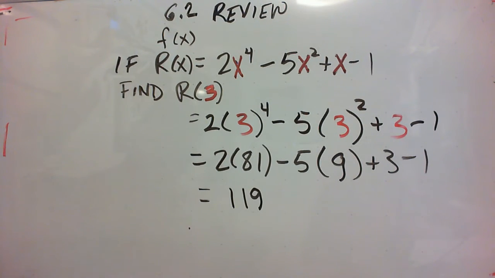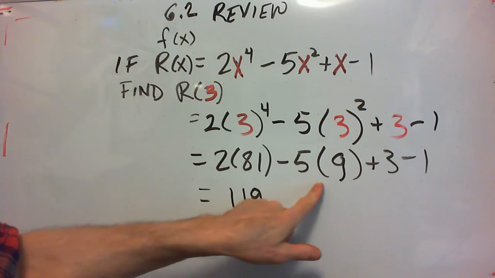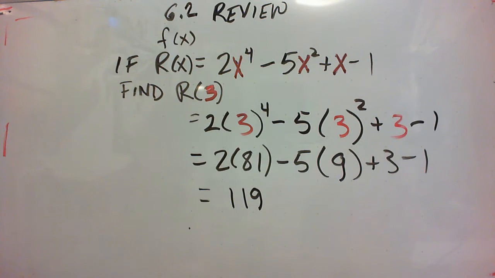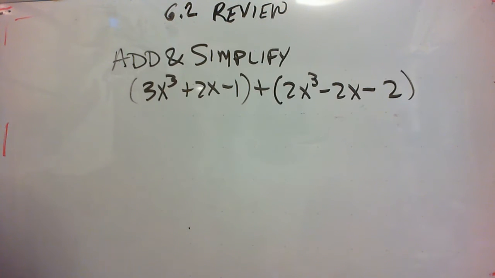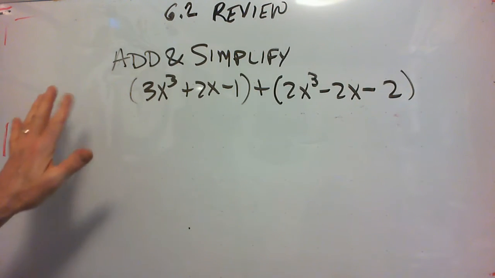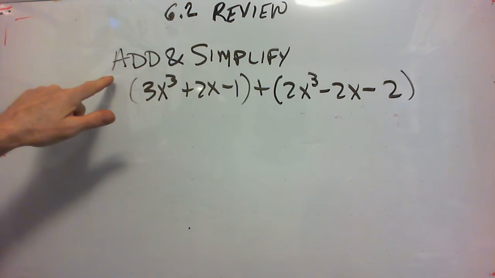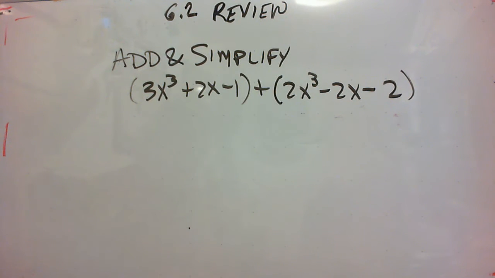And if we plug that into a calculator or do it by hand, 2 times 81, 162, minus 45, plus 3 minus 1, you end up getting 119. And evaluating functions is pretty simple. Just replace the x with the value. So we're going to move on to adding and subtracting polynomials.